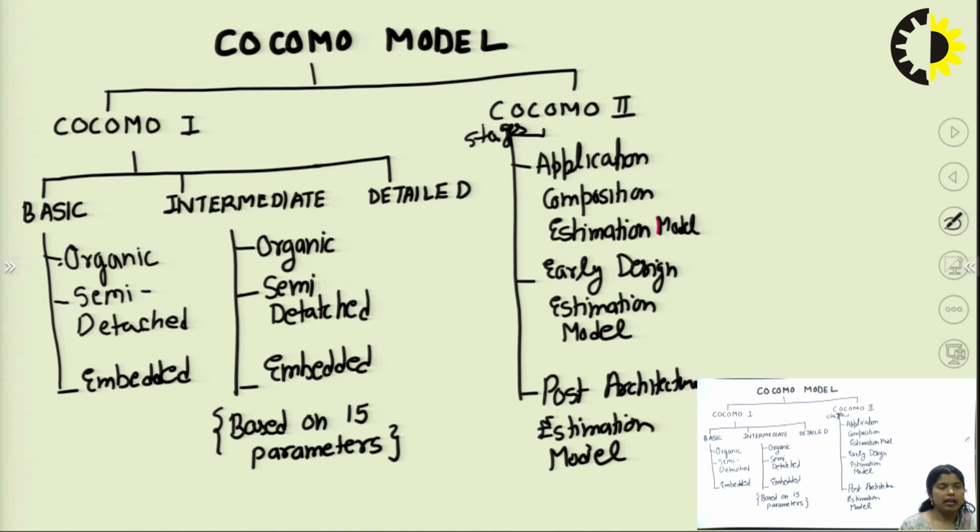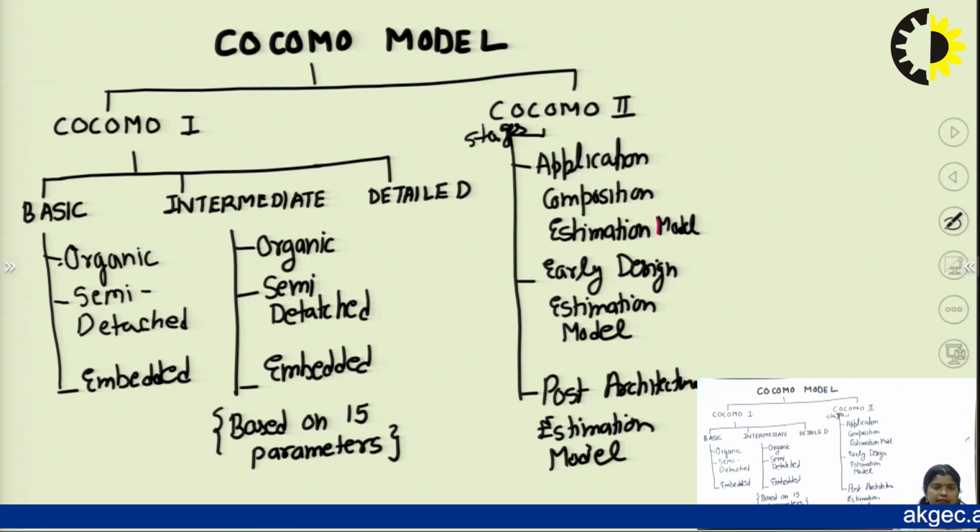the embedded model. The organic model is a model in which the objectives are well known, and a less experienced team is required. Because the objective is well known, the time taken by the organic model is less as compared to the other models. The semi-detached model is more difficult to implement as compared to the organic model, but a familiar environment is taken in the semi-detached model.